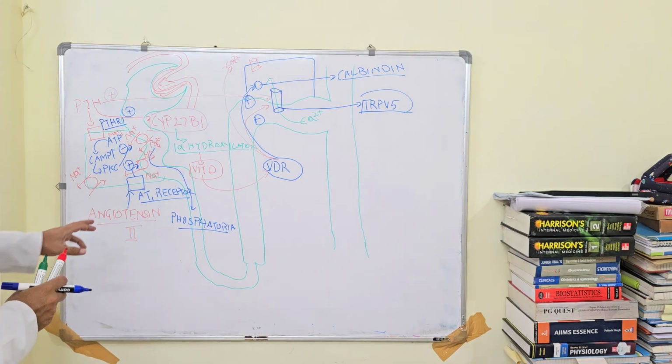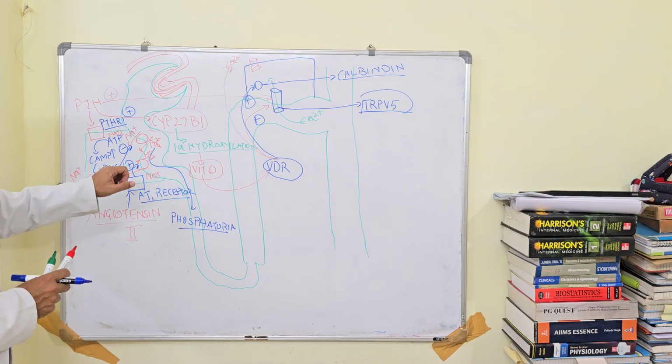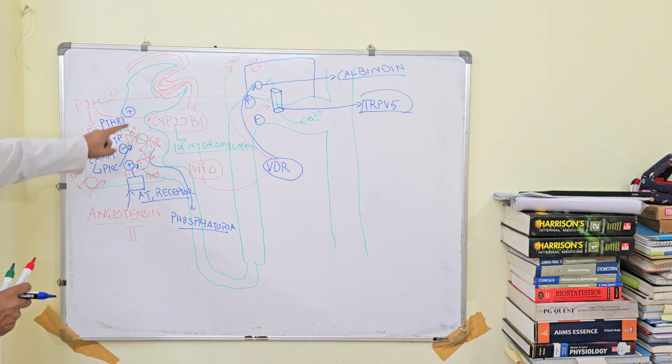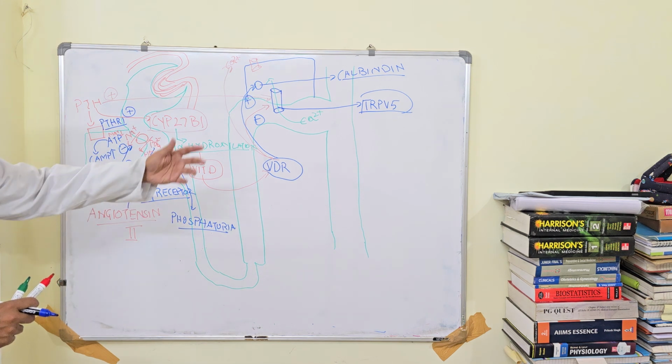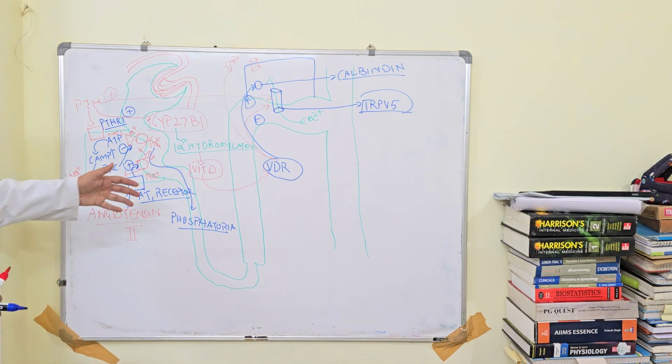Now just think of it. If angiotensin 2 stimulates this sodium hydrogen exchanger, what is going to happen? The sodium will be reabsorbed more, and wherever sodium goes, the water follows. So the amount of filtrate will reduce, and ultimately the amount of urine will reduce, right? And the amount of ECF will increase.